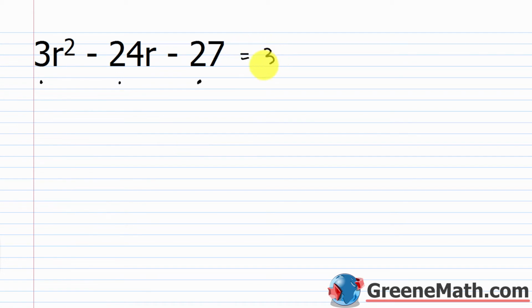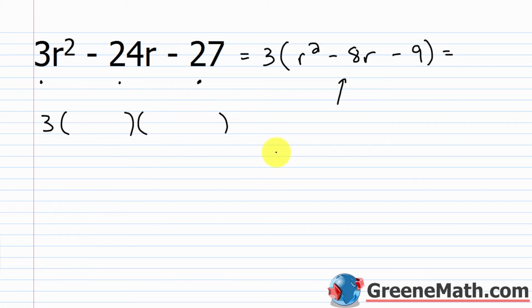So I'm going to put a 3 out in front. Inside the parentheses, I'm going to have 3r squared divided by 3, that's r squared. Negative 24r divided by 3, that's minus 8r. Negative 27 divided by 3 is negative 9. I'm just going to think about what's inside the parentheses here. So when I set up my two binomials, I'm going to have 3 times a set of parentheses and then another set of parentheses. Nothing has changed. R squared here, I'm going to put r and then r.